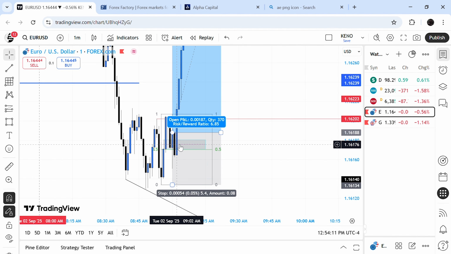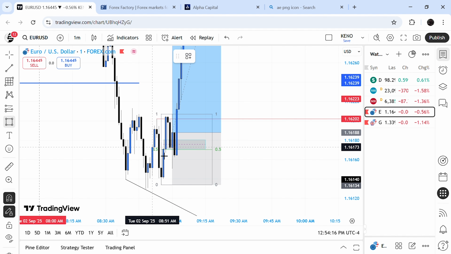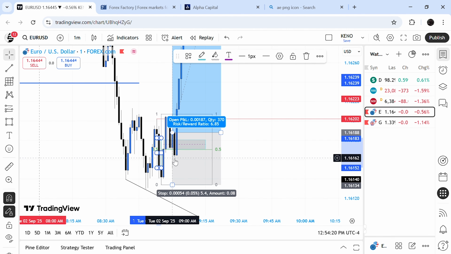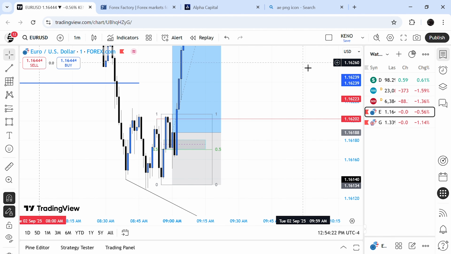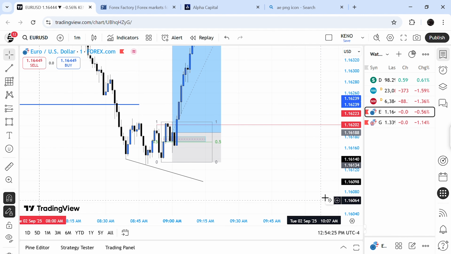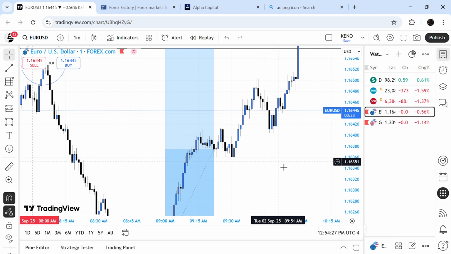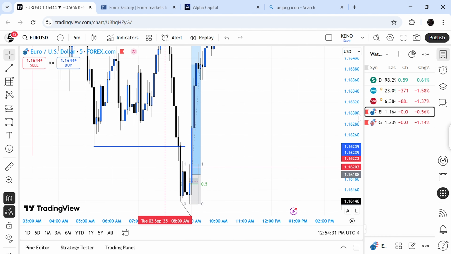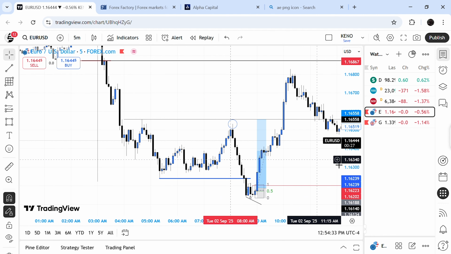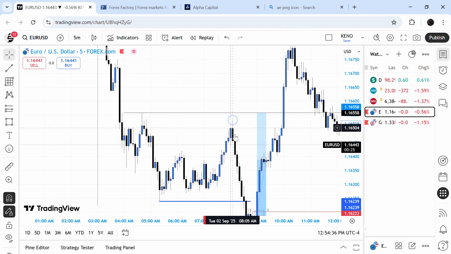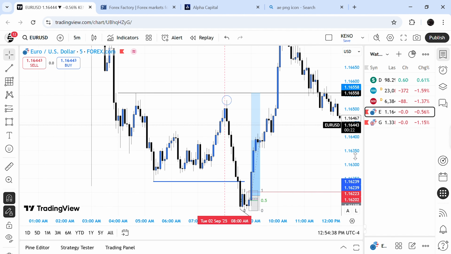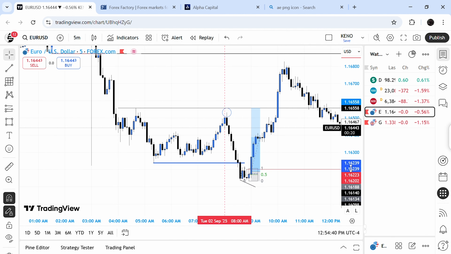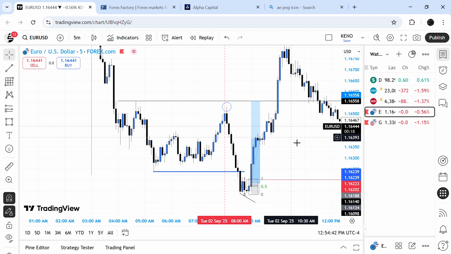We also validated the equilibrium and the fair value gap. I did see this inverse right here afterwards, so we also invalidated that as well. So that's like a BPR. We entered there with take profit one initially at this target high right here because it was like 1 hour high, and it was like the highest point before sweeping liquidity.